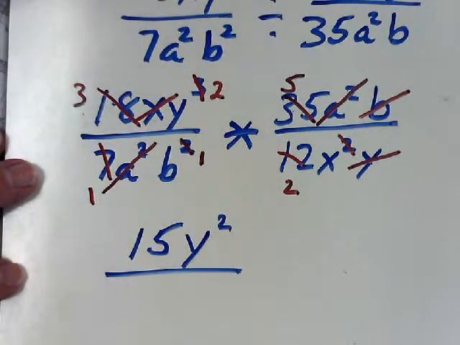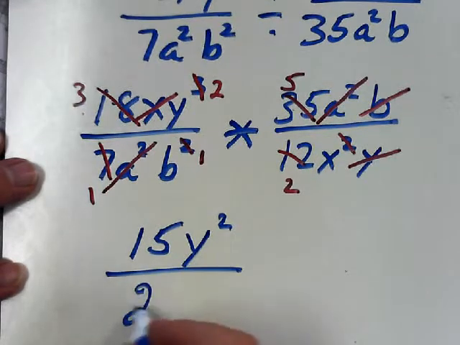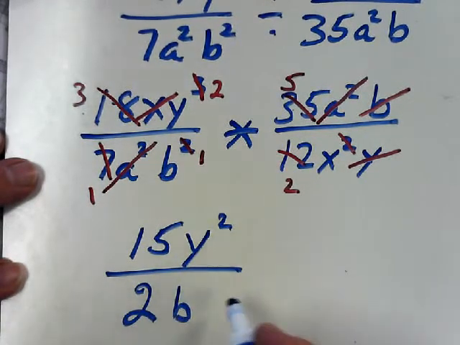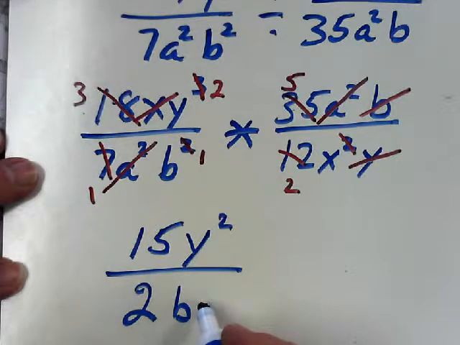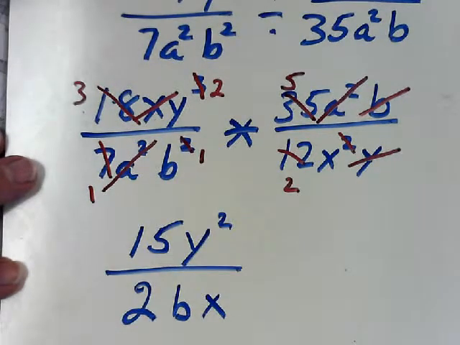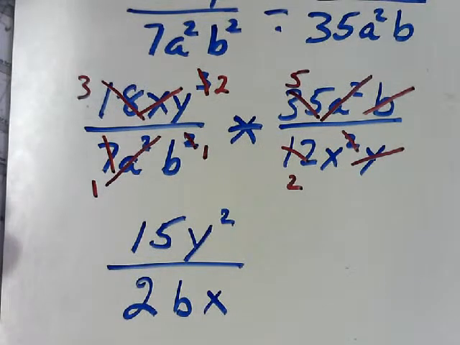Over 2b x, because your y cancels out. Yes, you have to be careful. I would've missed that one. You gotta be careful. This is one place where it helps to show your work.